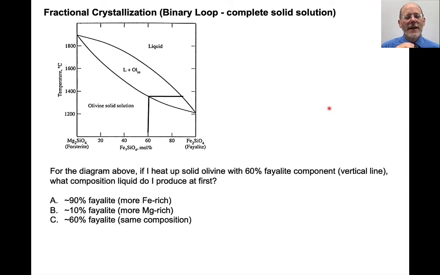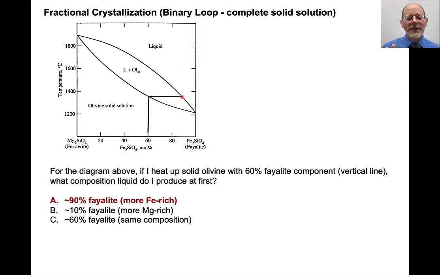So let's take the reverse example. Let's imagine I heat olivine with this composition, 60% fayalite, and I heat it up until it hits the two-phase field. What composition liquid do I produce first? More iron-rich, more magnesium-rich, or the same composition? And the answer is it's more fayalite-rich.